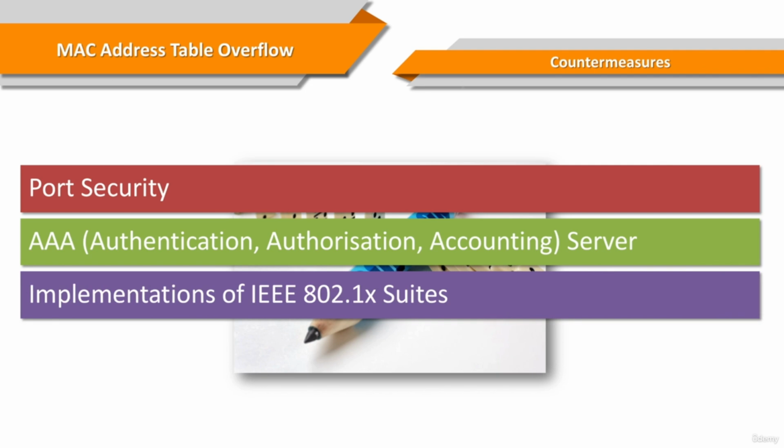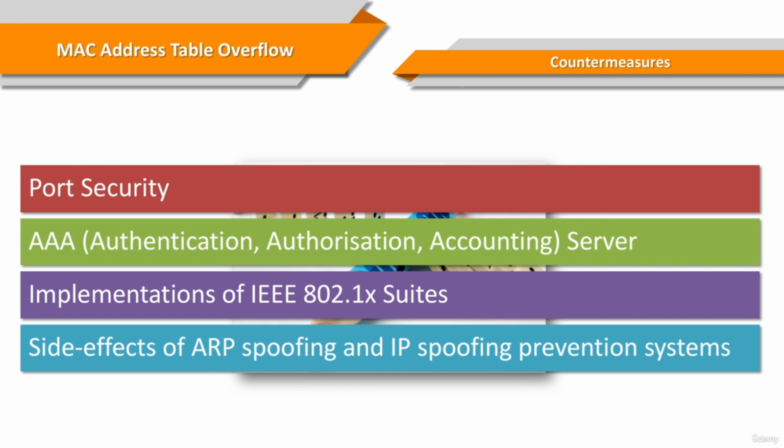Implementations of IEEE 802.1X suites often allow packet filtering rules to be installed explicitly by a AAA server based on dynamically learned information about clients, including the MAC address. Security features to prevent ARP spoofing or IP address spoofing, in some cases, may also perform additional MAC address filtering on unicast packets. However, this is an implementation-dependent side effect.